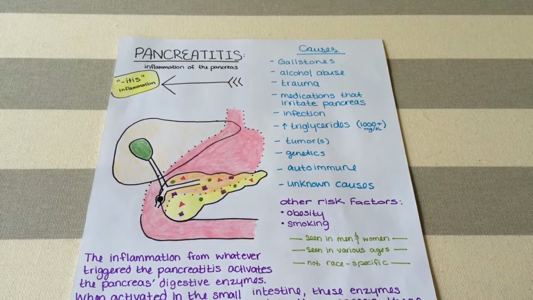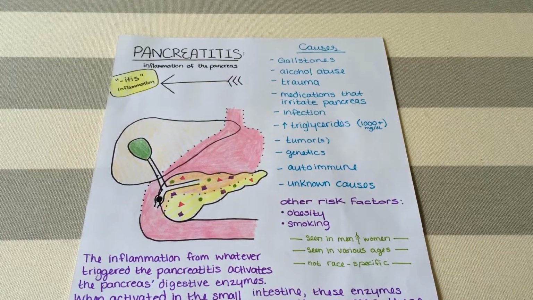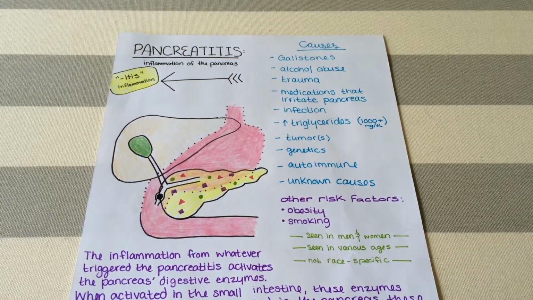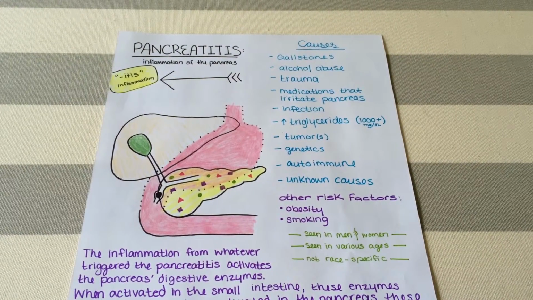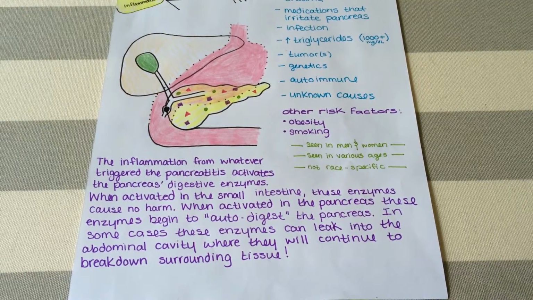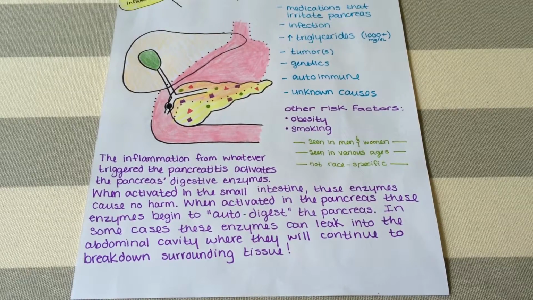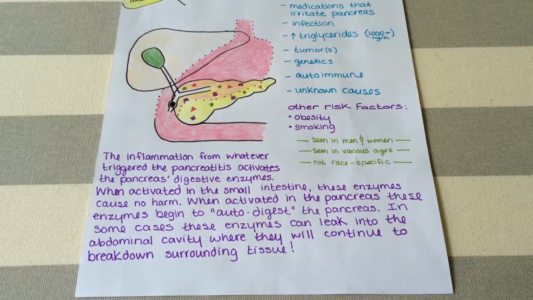But it can also be caused by trauma, medications that irritate the pancreas, infections, high triglycerides, tumors, genetics, autoimmune disease, or unknown causes. Risk factors for pancreatitis include obesity and smoking. It's seen in men and women, it's seen in various ages, and it's not specific to race.